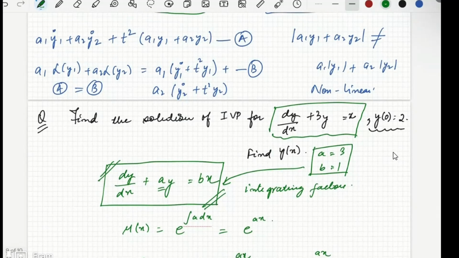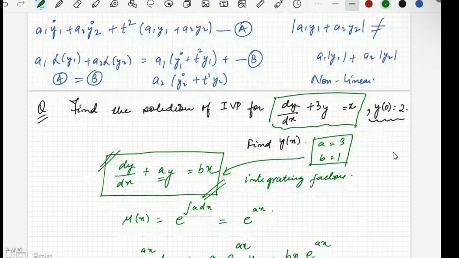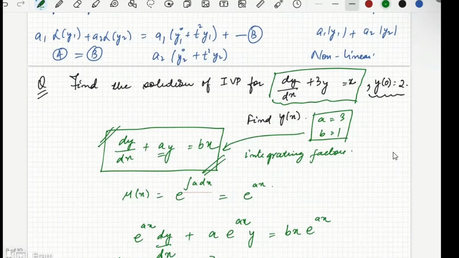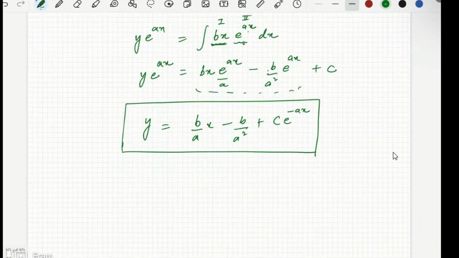Now the question is asking for the solution for this initial condition. You can use the initial condition, that at x equals 0, y is equal to 2, to find the value of c. Can you please find out what c is, using the fact that at x equals 0, we have y equals 2?